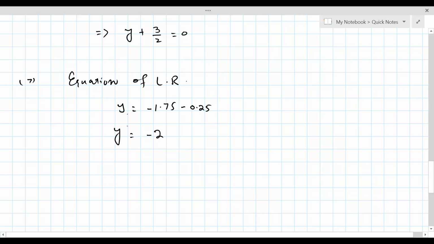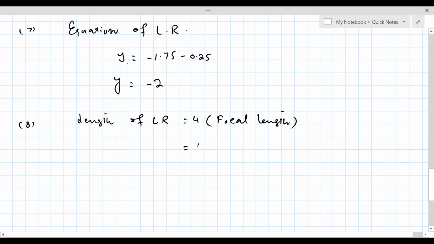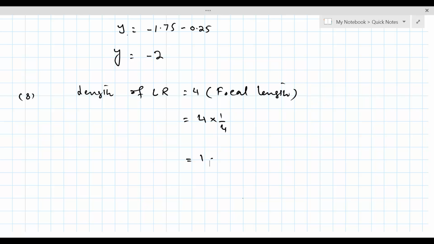And length of latus rectum is 4 times the focal length. So length of latus rectum is equal to 4 times focal length, and since the focal length is equal to 1 by 4, so this is equal to 1. That's all for the properties of the parabola or for the elements of the graph, and we'll see you in the next video.